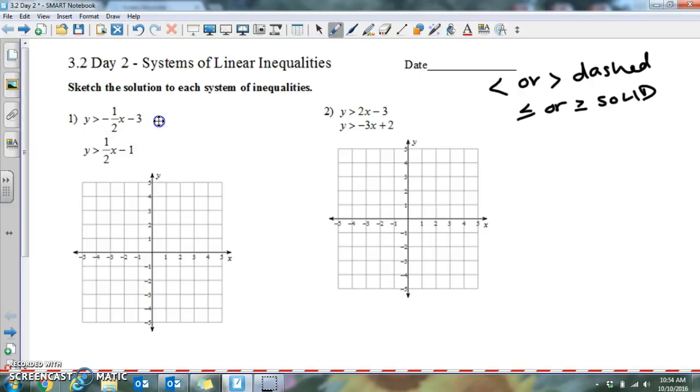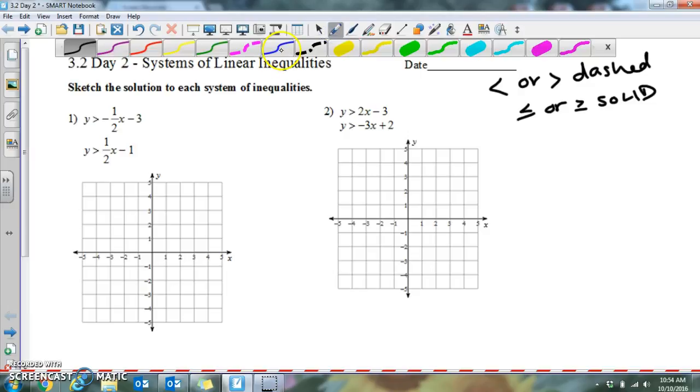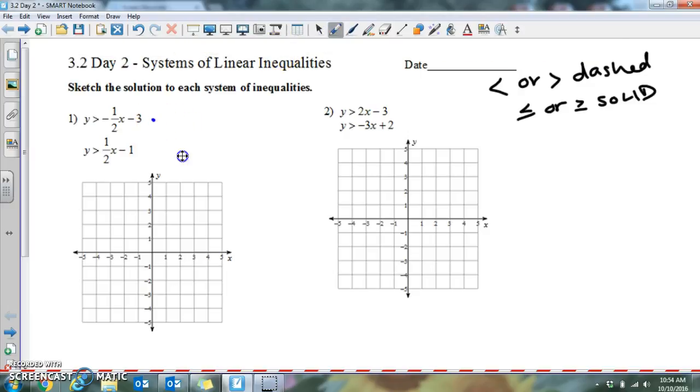For the first one, I always put the color that I'm going to graph it in, so I'm just going to put a little dot or a star. I'll do mine in blue. Okay, so I am going to graph -3 on the y-axis, plot my point.